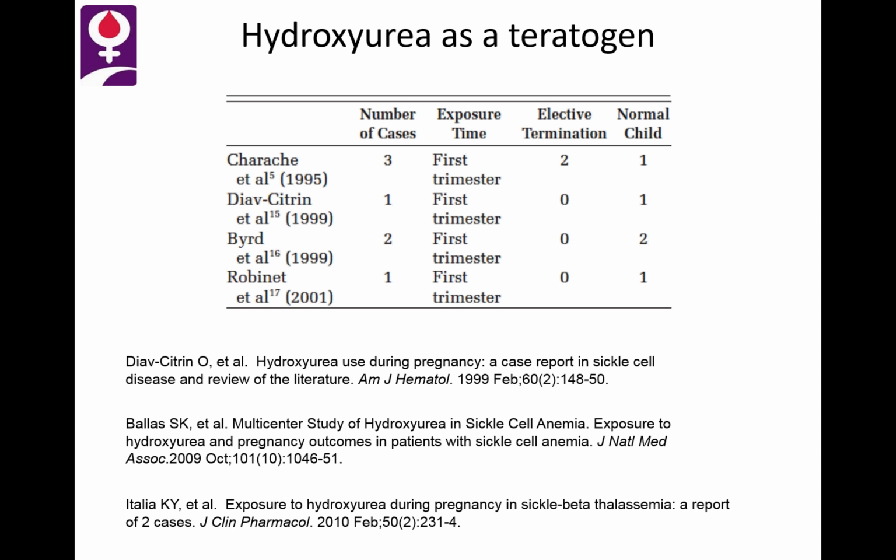So are there reports of hydroxyurea use in pregnancy in women with sickle cell disease? This table outlines the exposure of fetuses to hydroxyurea in the first trimester of pregnancy. We can see that there were approximately 7 cases, and that out of those, the women elected to terminate in 2, but normal children were born. Now, this doesn't mean that hydroxyurea should be recommended for use in pregnancy. It just reports that those who have been exposed to hydroxyurea during pregnancy have not had children with congenital abnormalities.